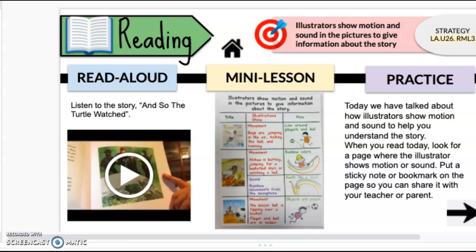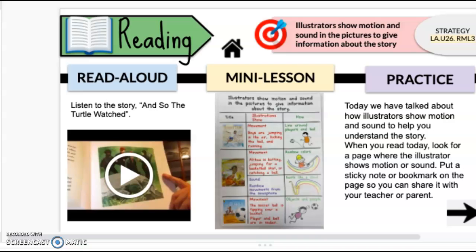And at the very bottom, the book is Goal, and they show movement there. The soccer ball is tipping over a bucket. The player and the ball are in mid-air. And there you can see objects and people. The illustrator is using the boy, and you can tell by the illustration that the boy is hitting the ball with his head because of the lines there.